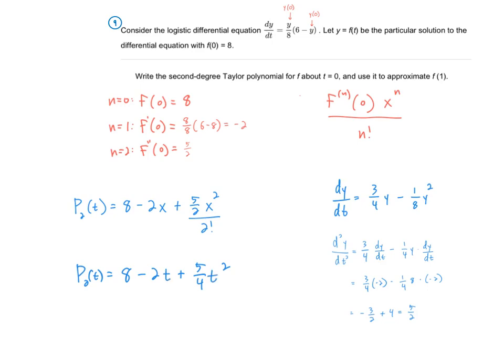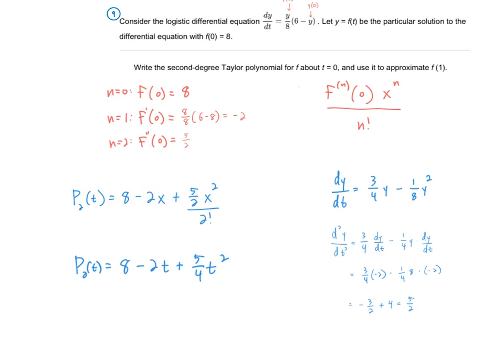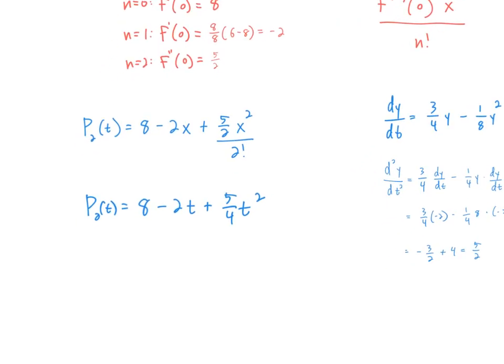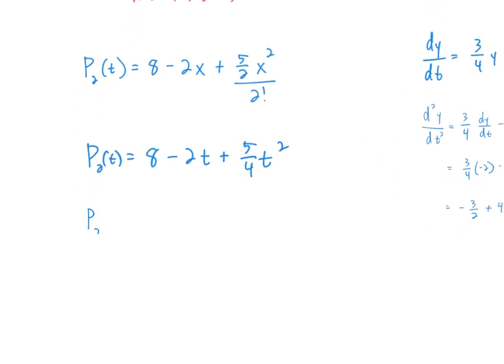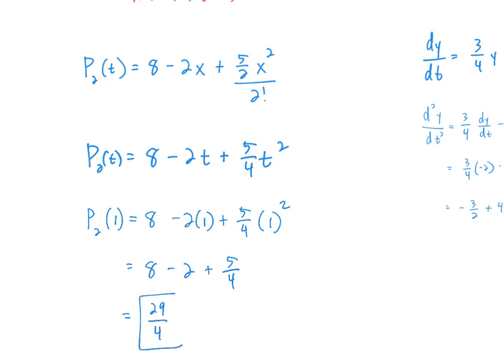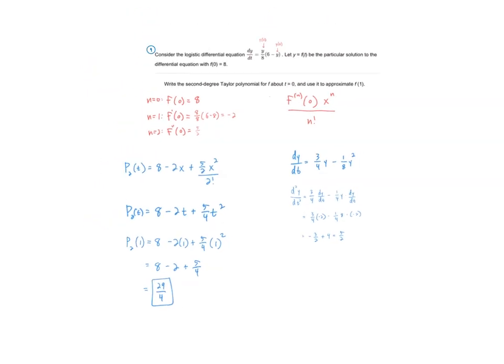Okay, and is that all they wanted? Oh, and then use that to approximate f at 1. Alright, last thing is plugging in 1 into this. Okay, so this is 6 plus 5 over 4. That's 29 over 4. That's it.